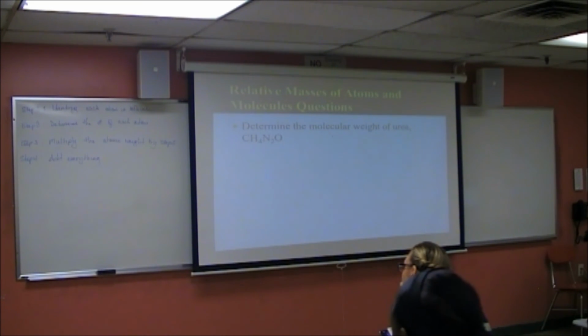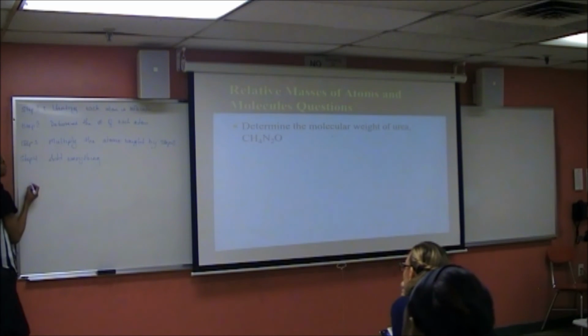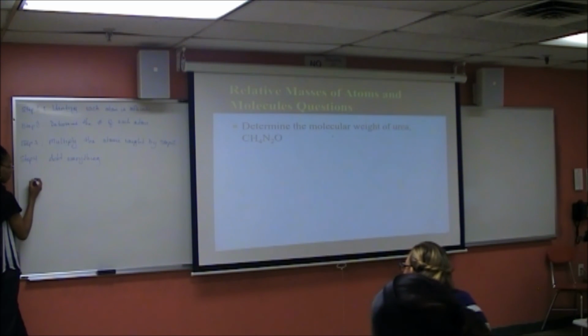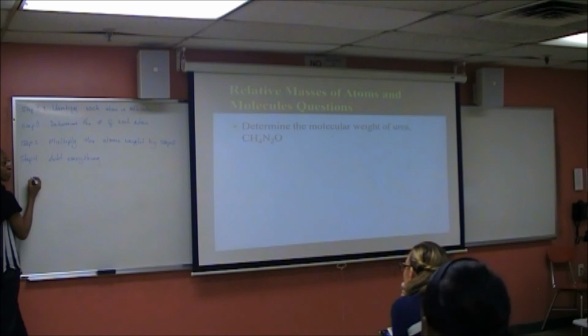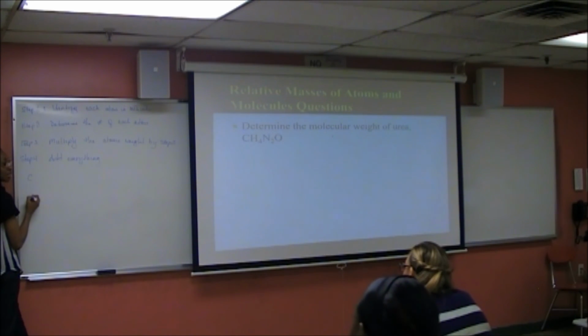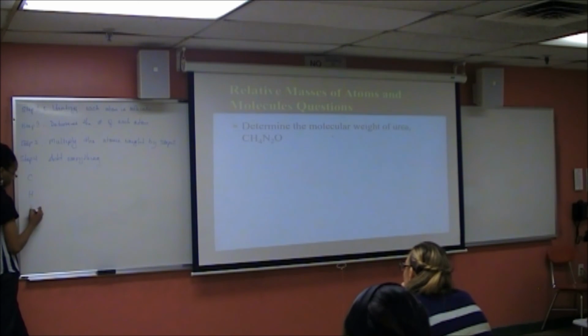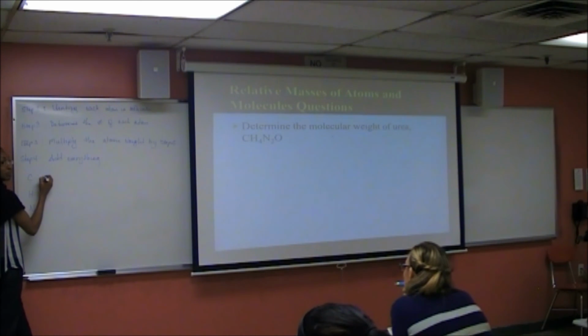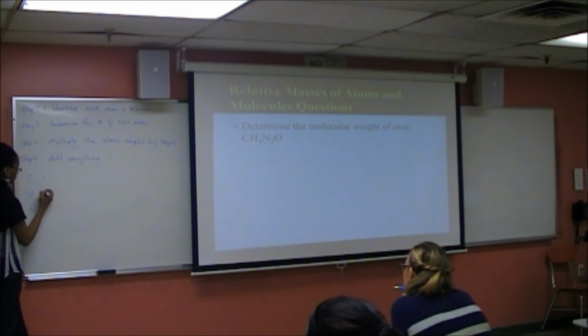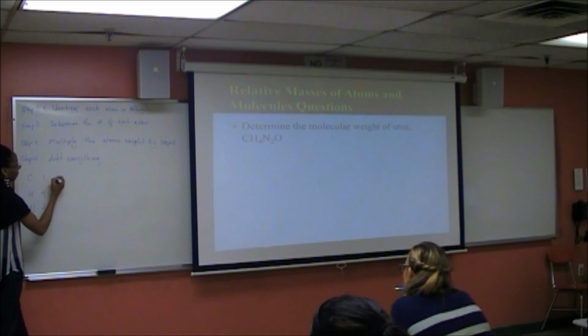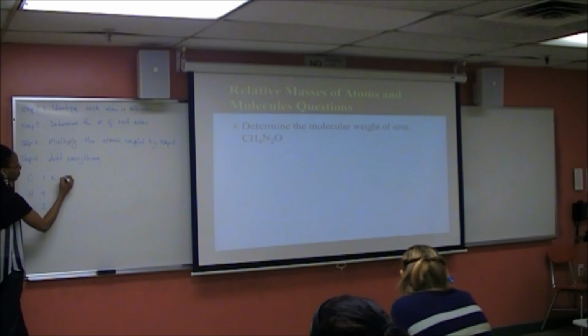Right? Come on, let's start. Step 1, what do we do? Identify the atoms. So you have C. Don't tell me C, we passed that. Carbon. Hydrogen. Nitrogen. Oxygen. Step 2. Determine the number. 1, 4, 2, 1.